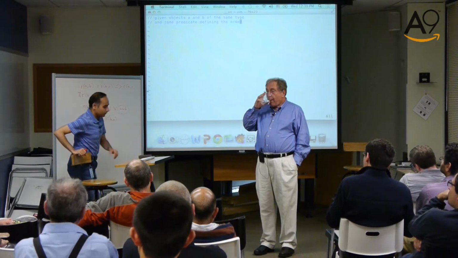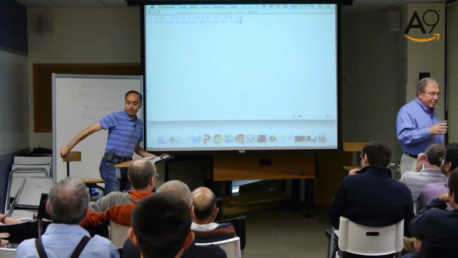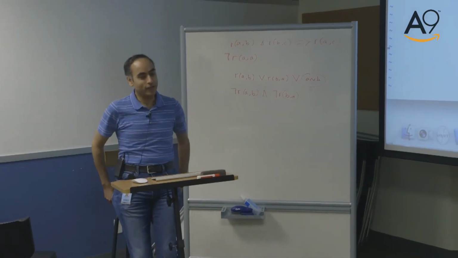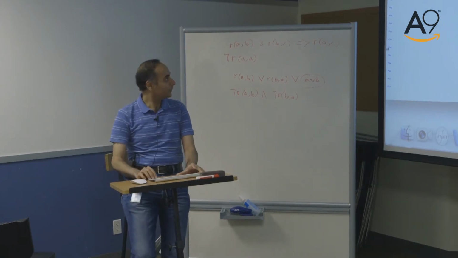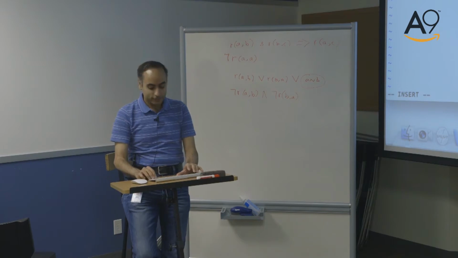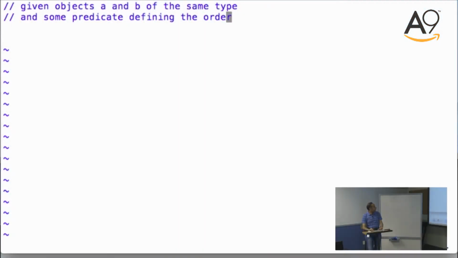Now that we know everything about relations, we should be able to write many of the algorithms. We're not done with the specification. Yes, we have a specification. Now you torture the parameter. When you specify, you say some predicate defining a strict ordering.